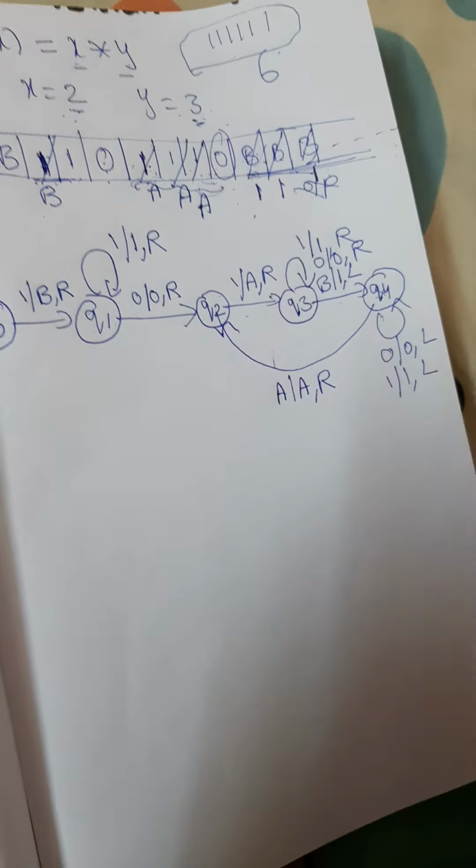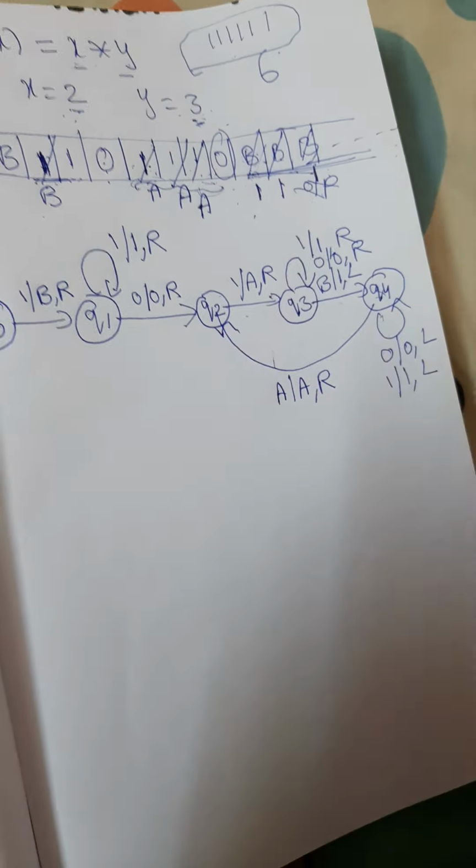You are going on skipping. So when you are going on skipping these ones and these ones, and this 0 also you have skipped. After skipping zeros, now you have A, you're here. Now you have 0 here. But for Q2, you have only the transition for 1. You don't have it for 0.